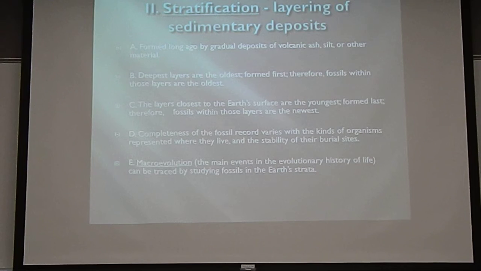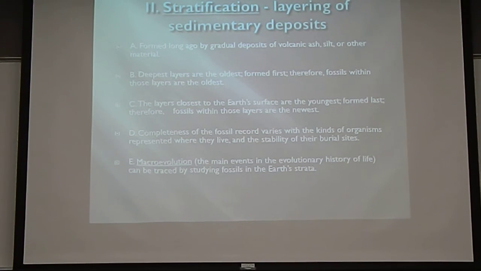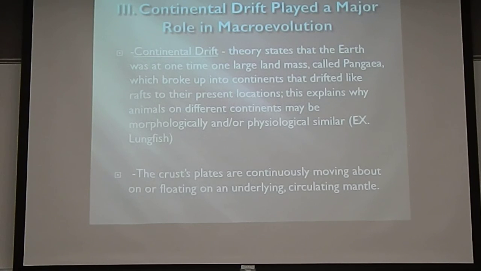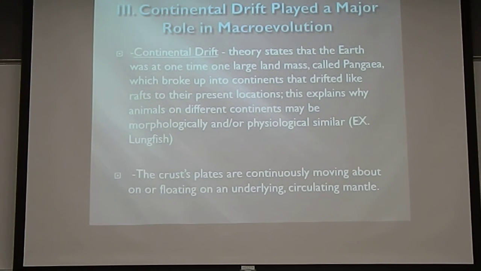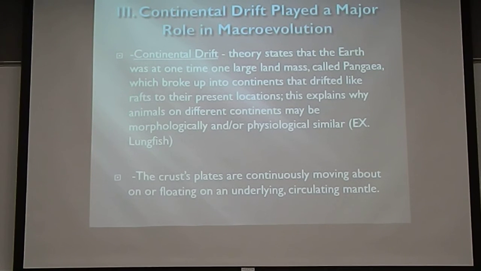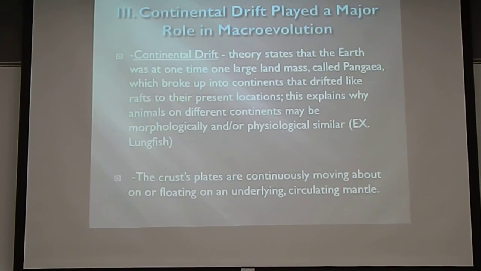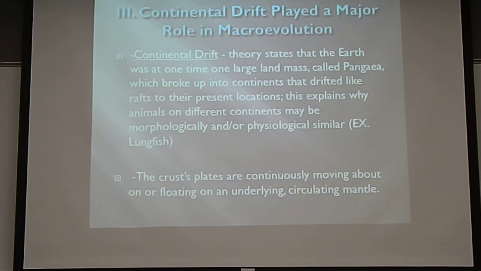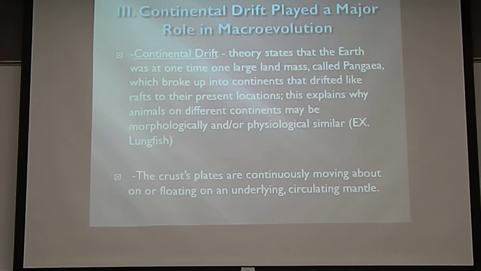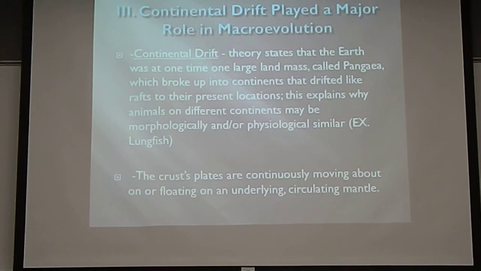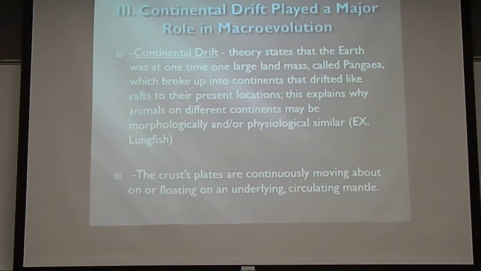The main events during the history of Earth are called macroevolution, and most of this is based on the fossil record, right? So there are several theories about how the Earth came to be as it is right now, and one that played a major role in macroevolution is continental drift. The Earth now has several land plates that are sort of floating on the mantle, which is a semi-fluid layer toward the Earth's core.